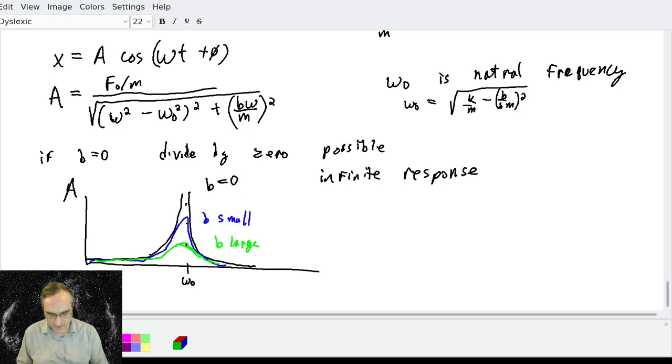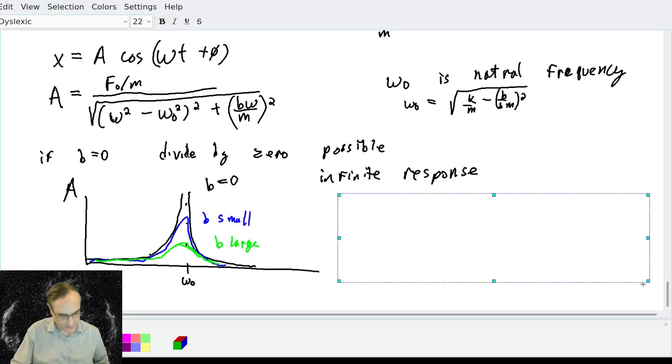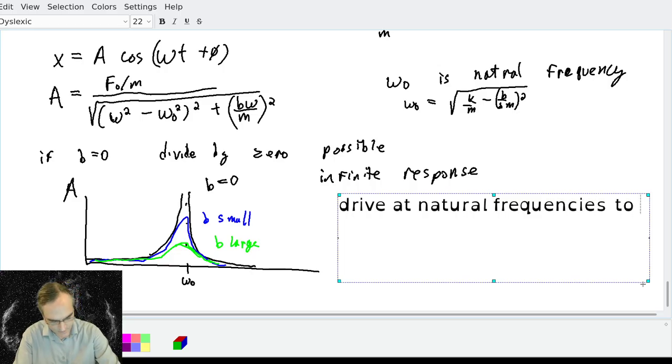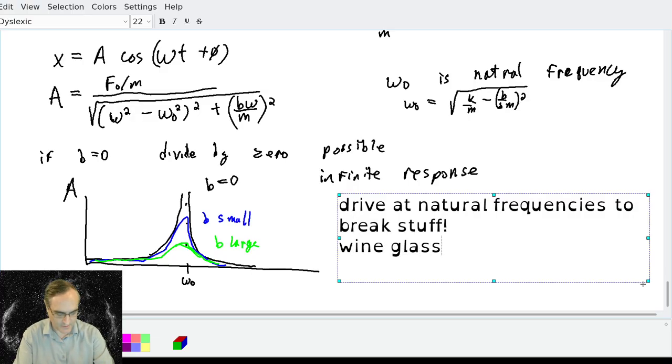Now, you're actually familiar with this effect. Drive at natural frequencies to break stuff. So, wine glass with voice. That's an example. You sing the right note, and you can shatter the glass. There's a Mythbusters episode on that one where they have a guy doing it without amplification. Worth a look. We'll actually talk about this idea again later.